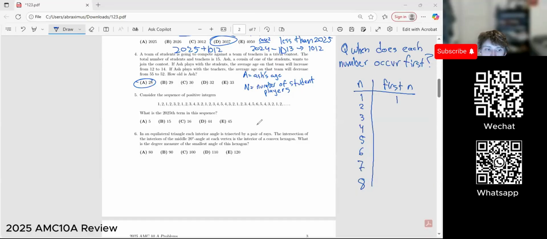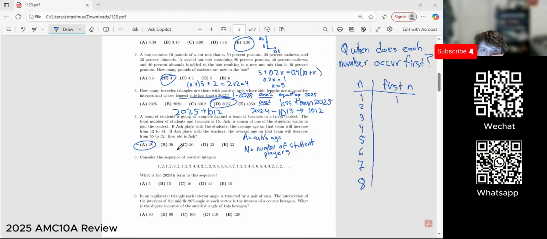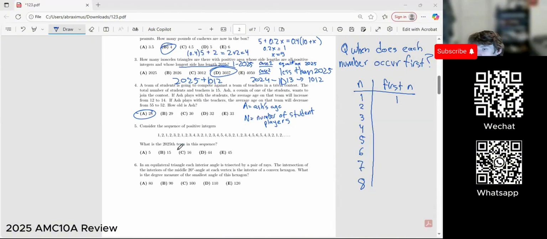It is allowed to be equilateral in the first. Okay, so I got a question for number 3. Sorry for jumping all around, but for question number 3, someone asks, I got 2024 plus 2012. How did you get 2005 for the first case? Is that the case where the triangle is equilateral?